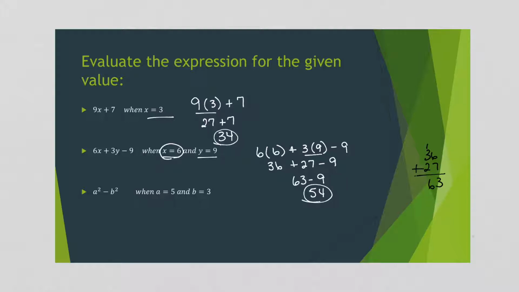Alright, on this last one, I've got a squared minus b squared. So I'm going to be substituting 5 in for a and 3 in for b. So I've got 5 squared minus 3 squared. Remember, 5 squared does not mean 5 times 2, it means 5 times 5, which is 25, minus 3 squared is 9. 25 minus 9 is 16.